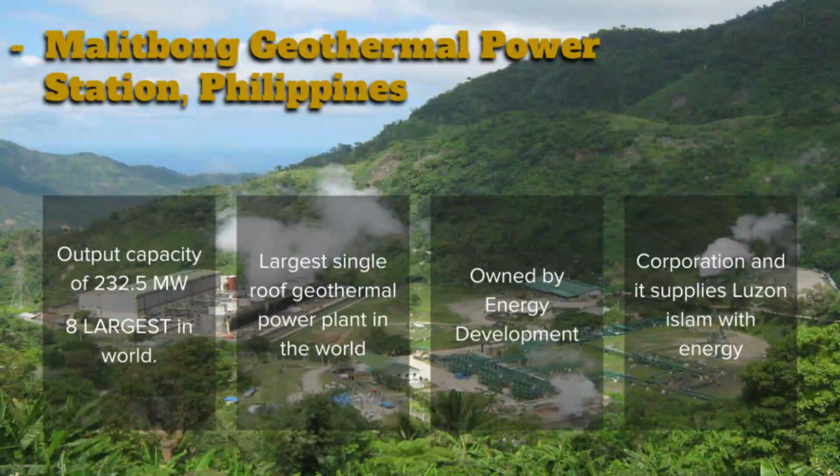Example of power generation sites. First, Malitbog Geothermal Power Station, Philippines. With an output capacity of 232.5 megawatts, this power station in the Philippines is the 8th largest in the world. This plant is owned by the Energy Development Corporation and it supplies Luzon Island with energy. It has been operating since 1994 and has an expected lifespan of at least 30 more years.